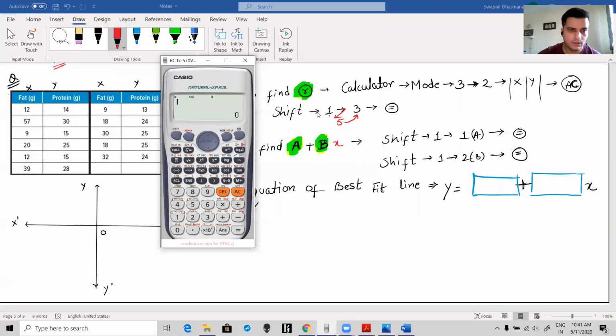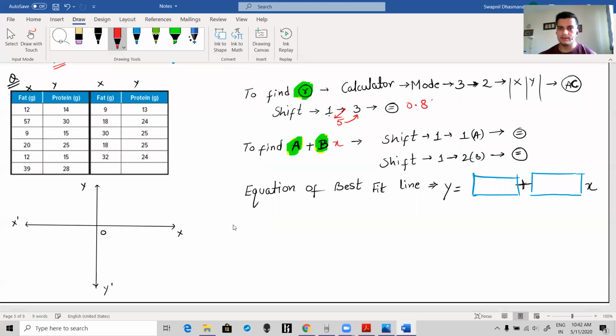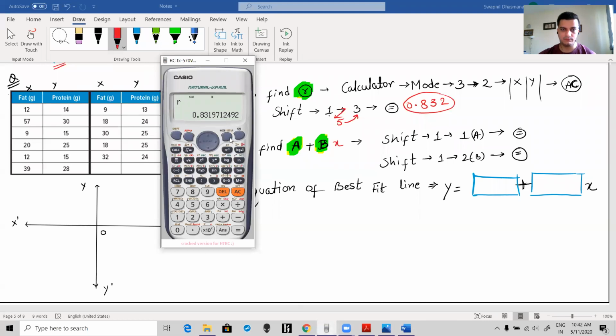All right. As I've plugged in all the values, now I'll press Shift 1. You see stats, 5 regression, and then I'll press 3 because I want the value of R, then equals. When I do that, I'll get the value of R, which is 0.8319. Let's round it off to 0.832. Now once I get that, I can get the values of A and B also.